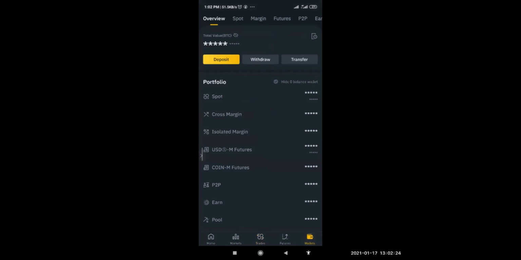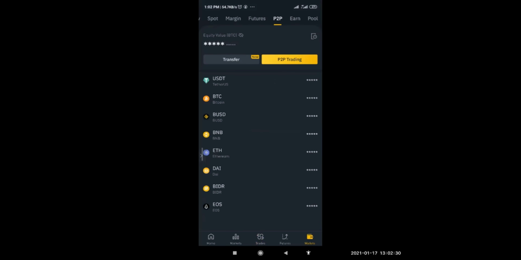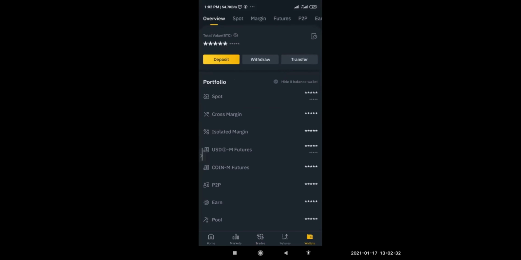Okay, and then there is another option here for those of you that want to sell your coin. That is the P2P. Just under the wallet, you can find it here also. You can find it either here or here. So anywhere you want, you can just find it. Or you can use the transfer option.